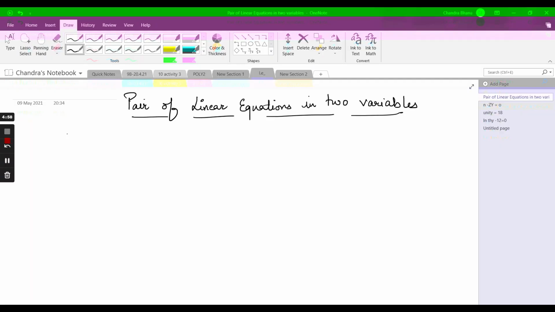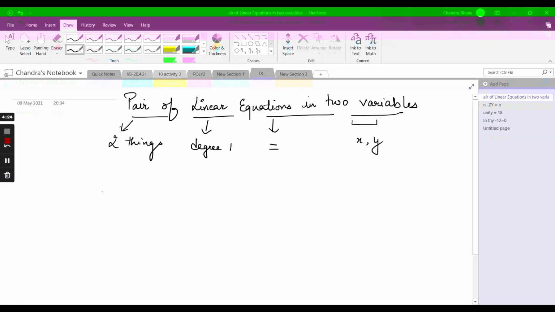Hi children, today we learn pair of linear equations in two variables. So first of all, let's understand the meaning of this topic. Pair means when you have two things, okay? And what two things are we talking about here? It's linear. Linear means a polynomial with degree 1, an equation, an expression having an equal to sign. And when we are talking about two variables, we are talking about two unknown variables x and y here.